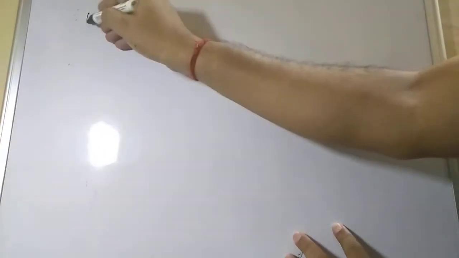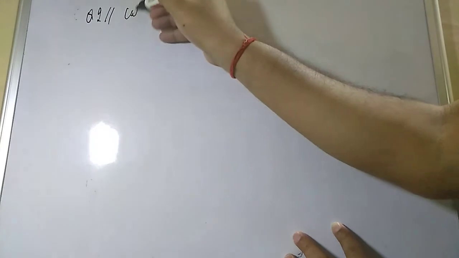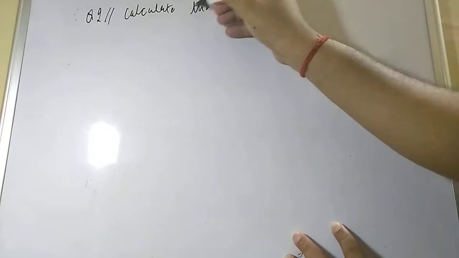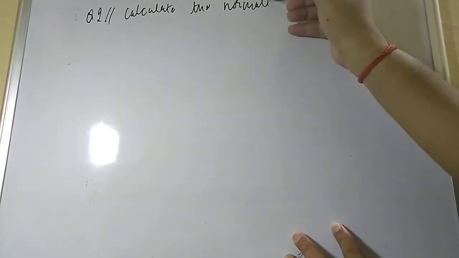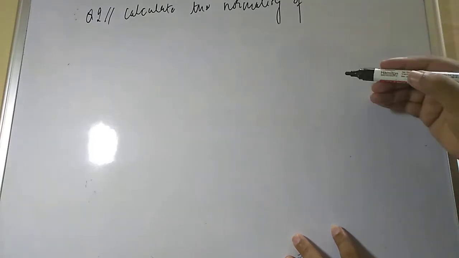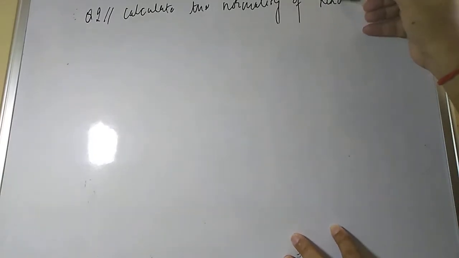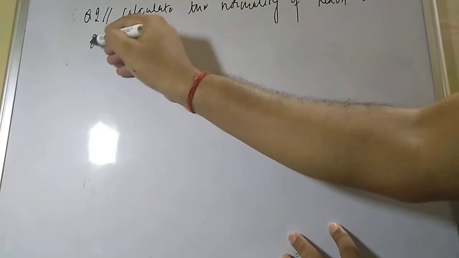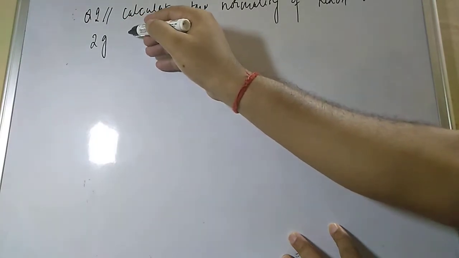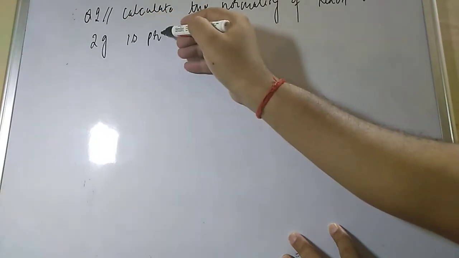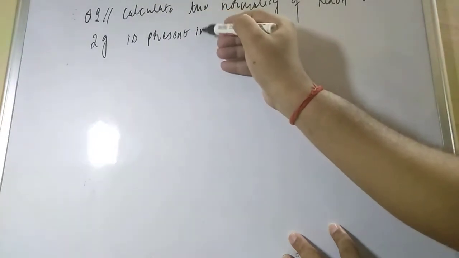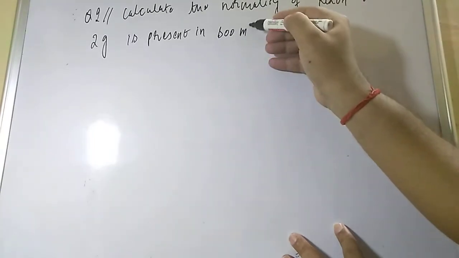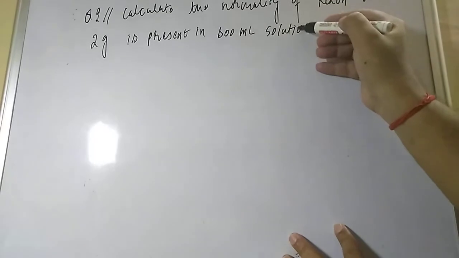Question number 2. Calculate the normality of NaOH, sodium hydroxide, when 2 gram is present in 800 ml solution. 800 ml solution. This is our question, student.